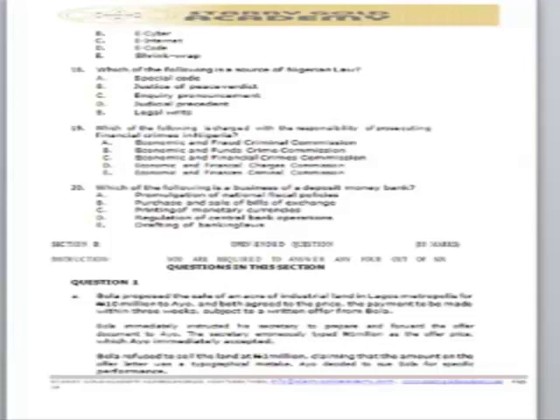Ayo, and both agree to the price. The payment is to be made within 3 weeks, subject to a written offer from Bola. Bola immediately instructed his secretary to prepare and forward the offer document to Ayo.